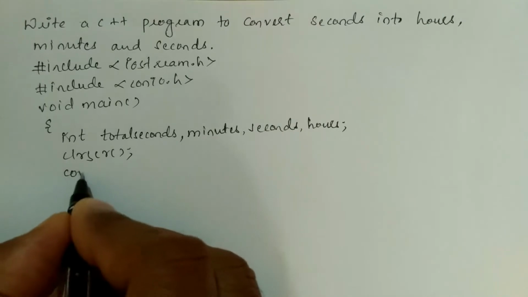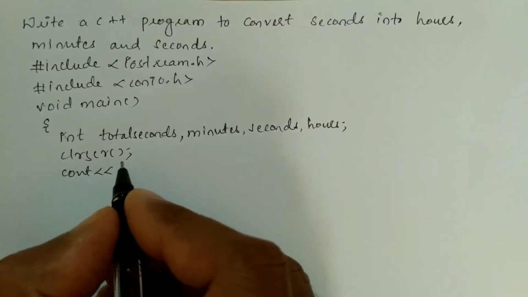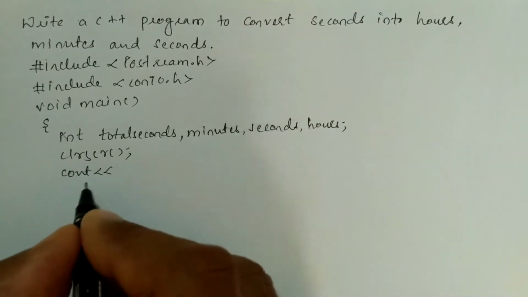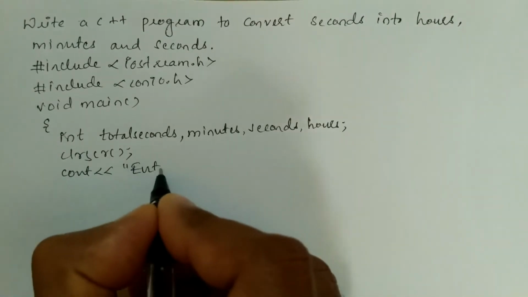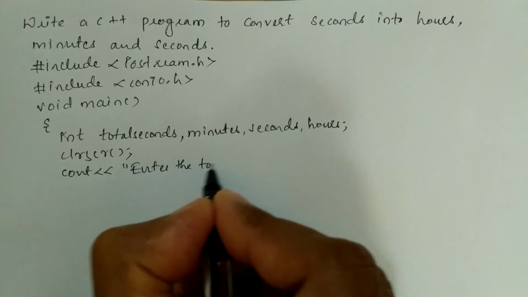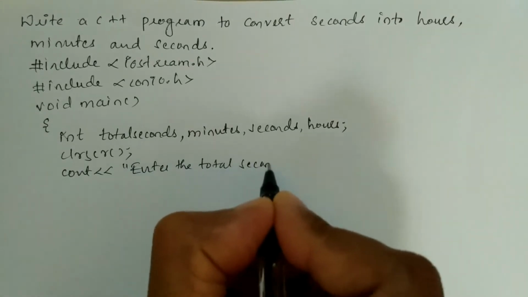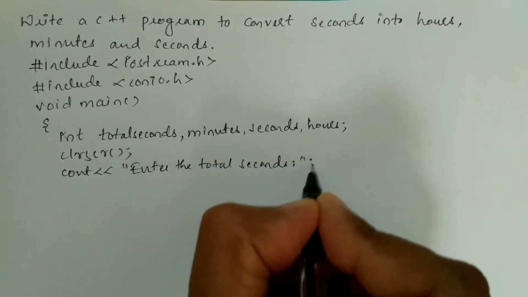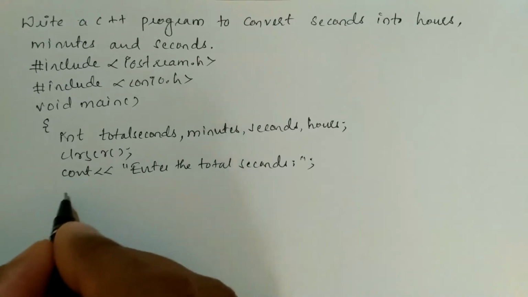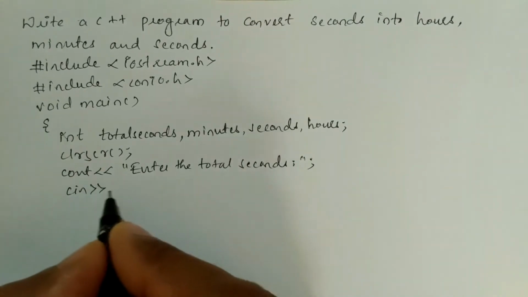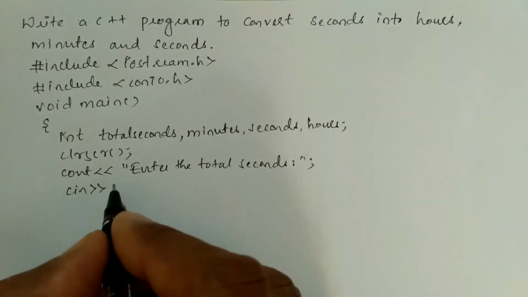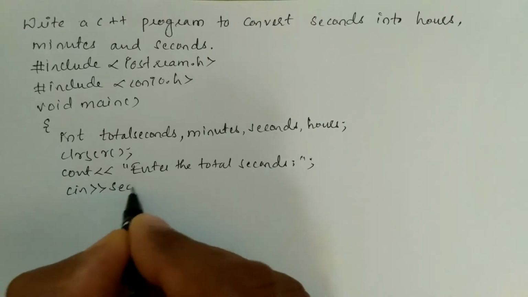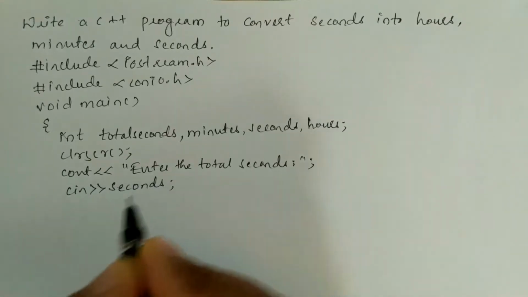Now we will ask the user to enter the total seconds using cout statement. So stream insertion operator, in a double quotation mark, I'm going to write enter the total seconds. So end the double quotation mark and put semicolon. Now using the cin statement, we are going to receive the input from the user through keyboard. Now I'm going to write seconds and put semicolon.